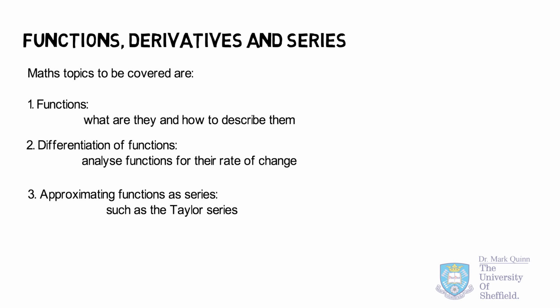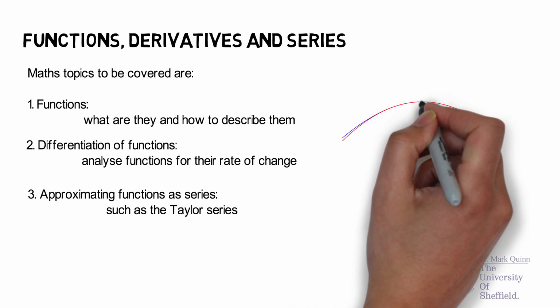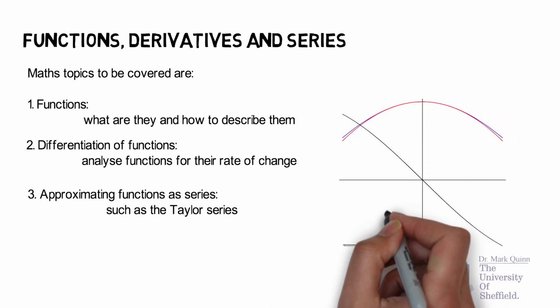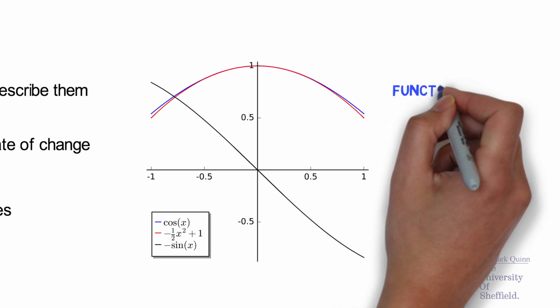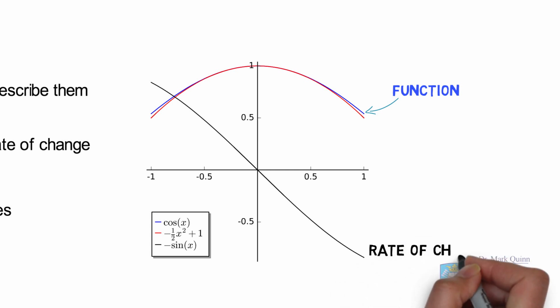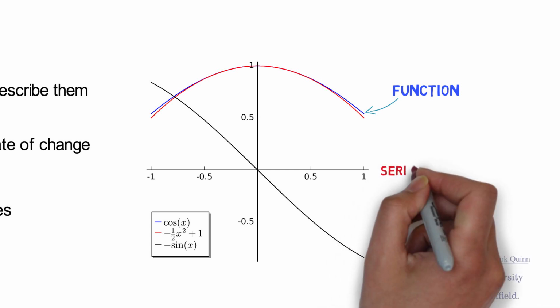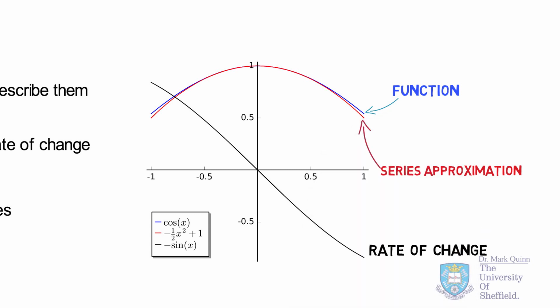In these videos we will utilize visualization methods such as graphing in order to develop an intuitive understanding of functions and the analytical methods. For example, we can look at the cosine function and visualize it over a domain from -1 to 1. We can also look at the rate of change of this cosine function, which is minus sine, and indeed we can look at approximating this cosine function as a short polynomial around x equal to 0.